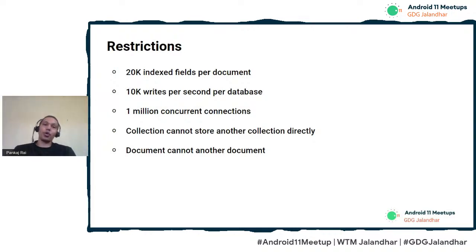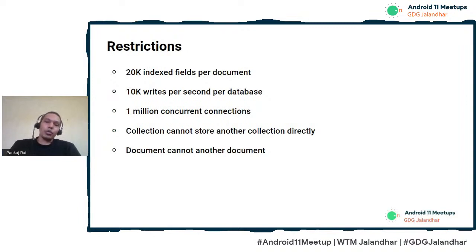Another restriction on the database itself is 10,000 writes per second. So you cannot go beyond 10,000 writes per database. And the best part is that it supports 1 million concurrent connections to Cloud Firestore. So your user will never feel as if the page is loading or they are unable to connect to the server. It offers 1 million concurrent connections.